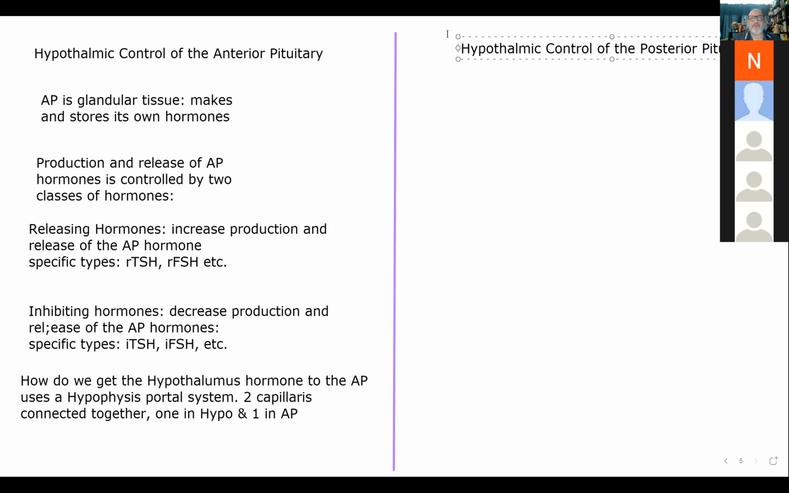The nice thing about what they're doing in the back is that it's much simpler, because what do we know about the posterior pituitary? It's made of neural tissue. Yeah, it's neural tissue. All right, and as such, it does not make its own hormones. All it does is store and release them.